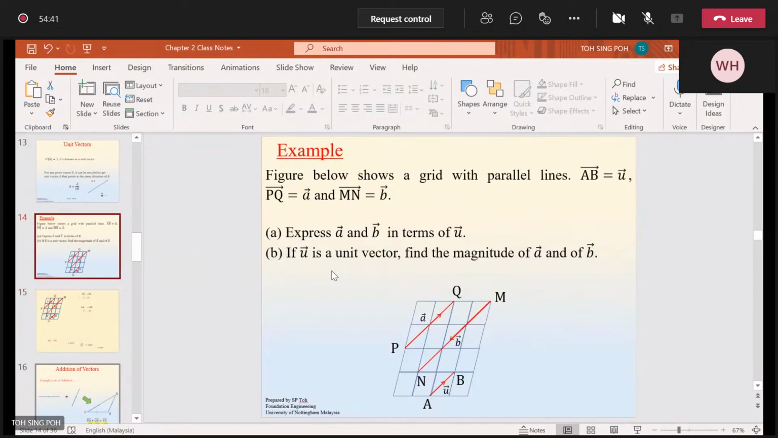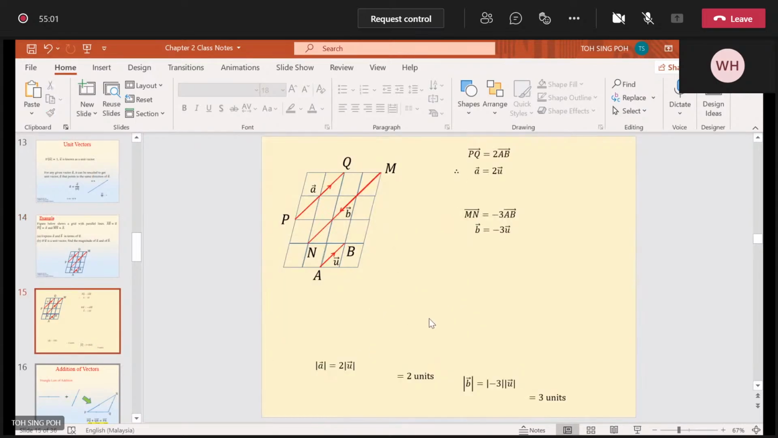Now part B says, if this U is a unit vector, we define this as a unit vector, find the magnitude of A and B. What is the magnitude of A? What is the magnitude of B? Okay, you look at this diagram, then actually it is obvious, because the magnitude of A is equal to 2 times the magnitude of U, correct? Actually, these two vectors are pointing along the diagonals of all these boxes, diagonal lines. So it is easy to compare that A actually is 2 times U.